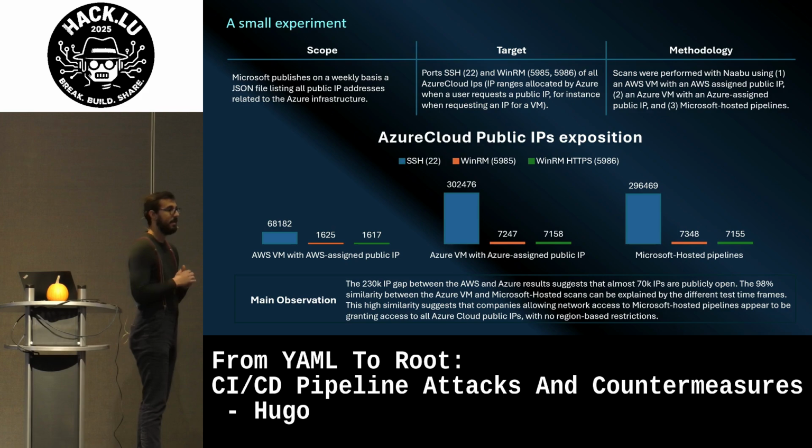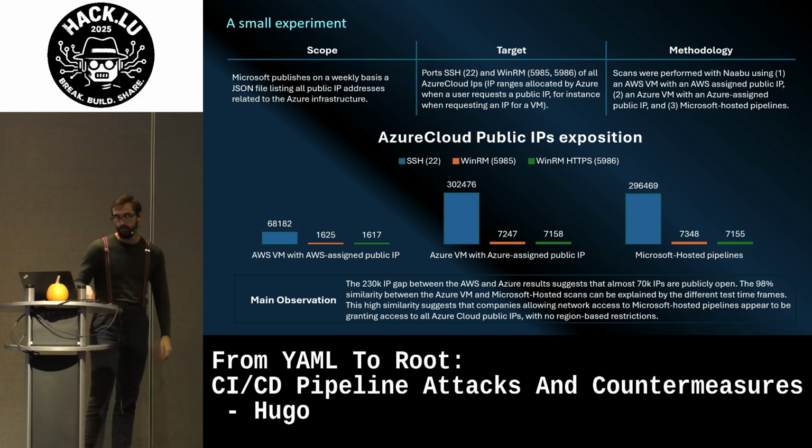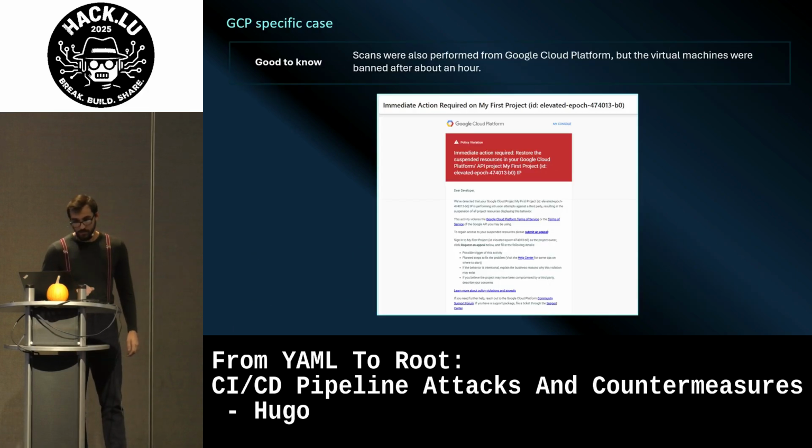So it means that 300 applications are open to all Azure. You just need to ask for one IP and you will be able to attack 300 people, 300 assets. On AWS, you will see 70,000. It means that 70,000 IPs are available from an open network, so you can SSH, you can WinRM, all of those.